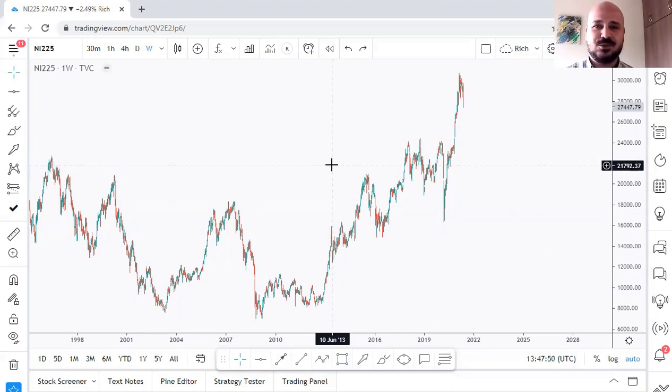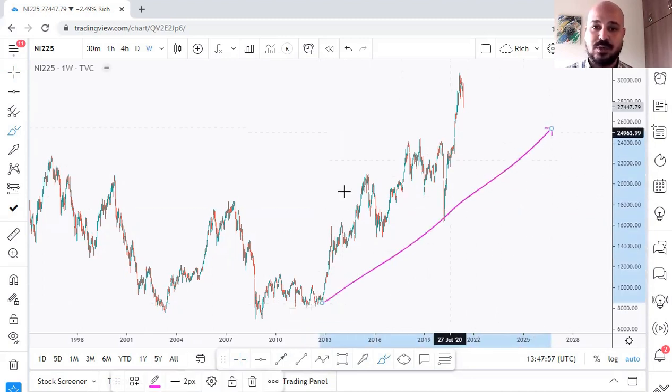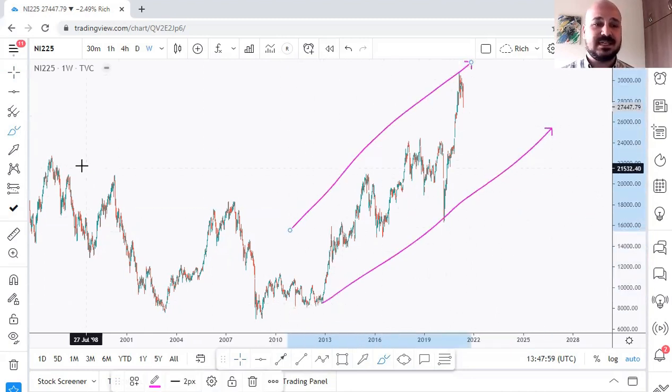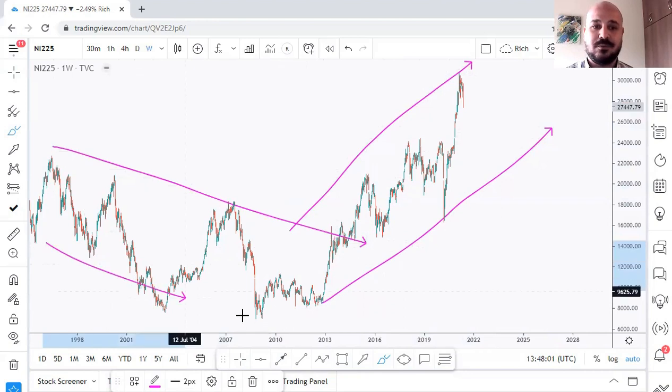So first of all, those who know me know that we always start from where? From the daily and weekly time frames to know where we stand in the market. Are we overall bullish? Obviously like here. Are we overall bearish? Obviously like here. Or are we stuck inside a range?